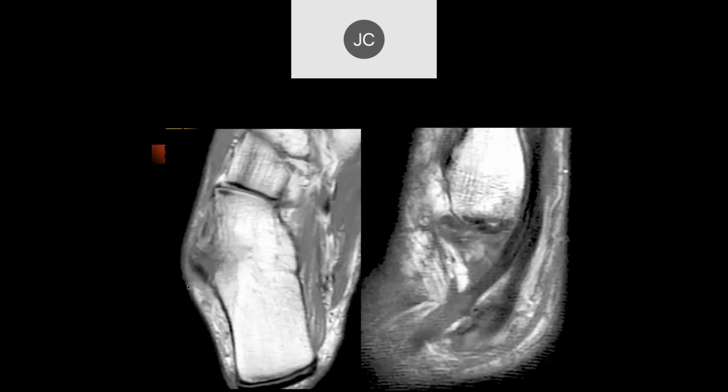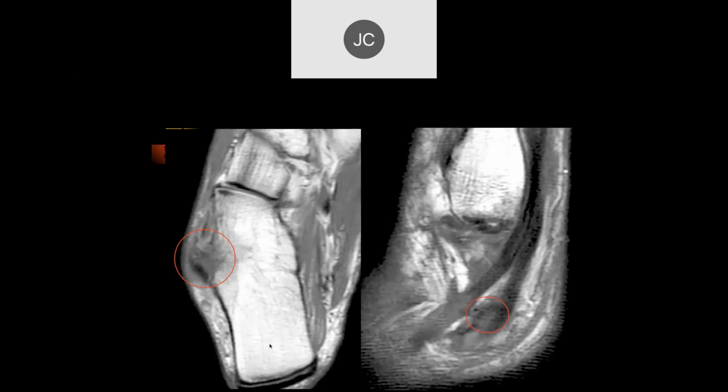Tayson, what do you think about this case? Looks like we have a severely tendinotic peroneus longus, probably with some tearing as well. Yeah, the brevis is probably abnormal here as well. Okay, and what else do you see? Is there a defect right there, like the tubercle's been resected?